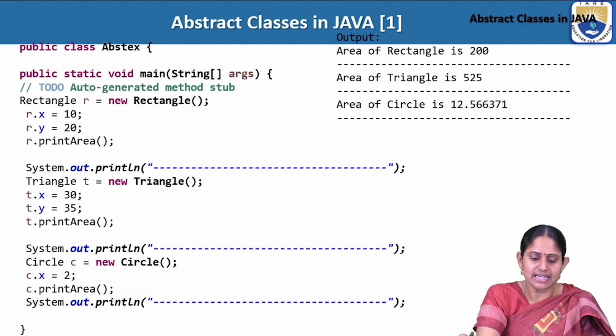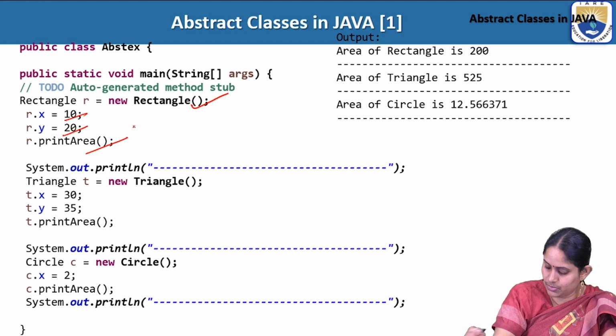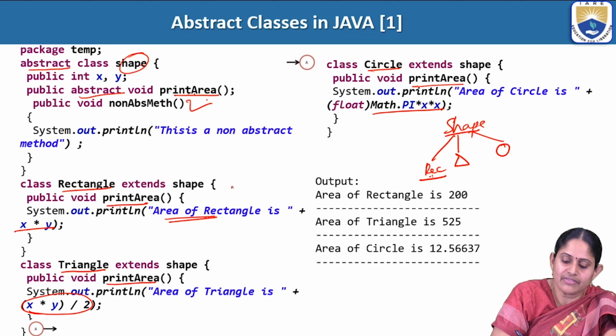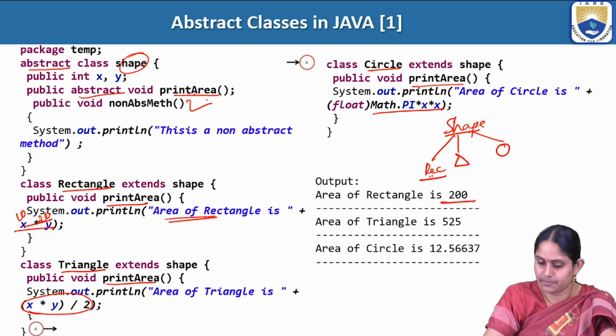So while creating the object, first you create the rectangle object, you initialize those two values, and you are calling the print area. So rectangle is having these values as 10 and 20. So the value will be 200. The rectangle area will be 200.